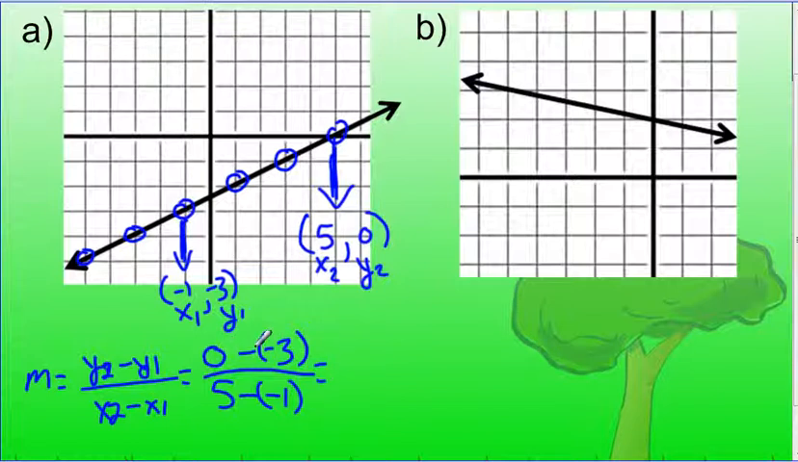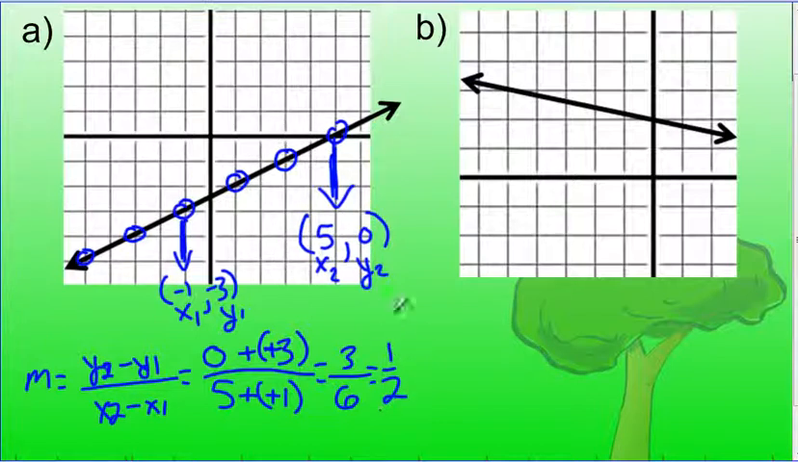So let's see, 0 minus -3 is 3. 5 minus -1 is 6. Remember KFC, keep, flip, change. So 5, keep, flip, change becomes 5 plus 1. And 0, keep, flip, change becomes plus 3. And we simplify that fraction, and we get 1/2. If you picked any other points at random, it will be the same slope, always.